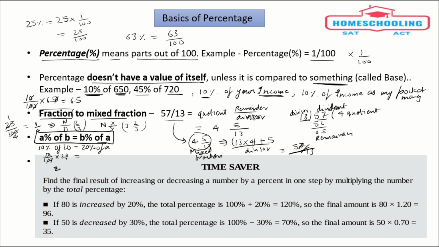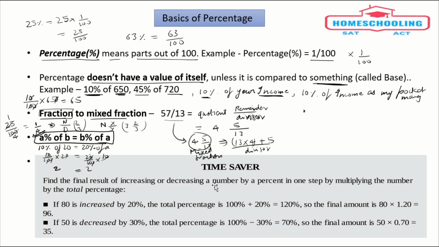And similarly, let's see if the other side is correct or not. So 20 by 100 into A. A we have taken here as 10. So 2. So both are correct. So always remember that A percentage of B is equal to B percentage of A.